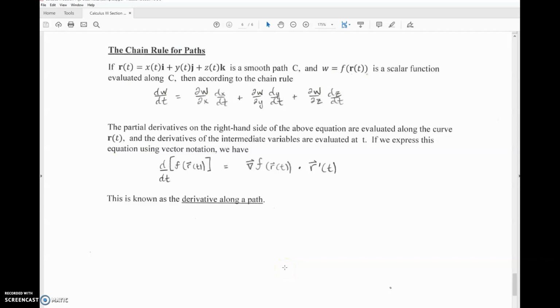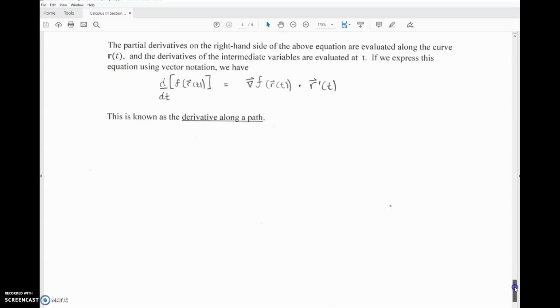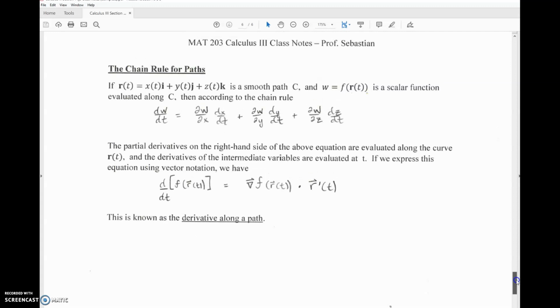Hi again, everyone. This is Professor Sebastian, back to our Calculus 3 class notes, and we're on the last page of the section 14.5 notes, which is page 61.